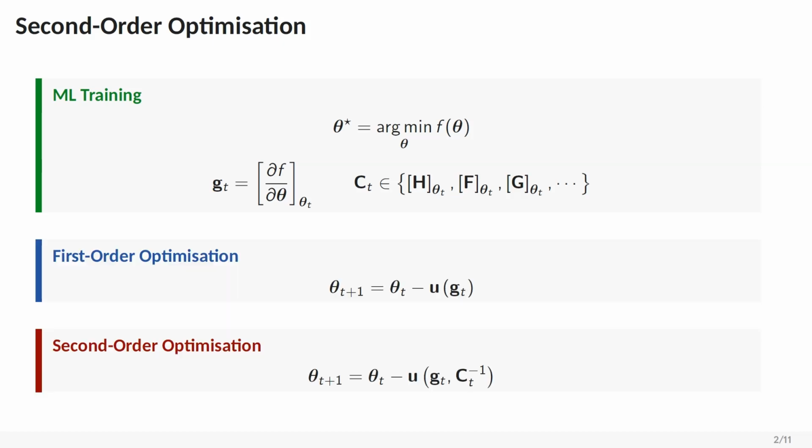With this notation, we follow the convention that first-order optimizers compute parameter updates u using some function of the gradient information alone, whereas a second-order optimizer will additionally include information from the inverted curvature matrix somewhere in its update rule. This sets up a classic trade-off.